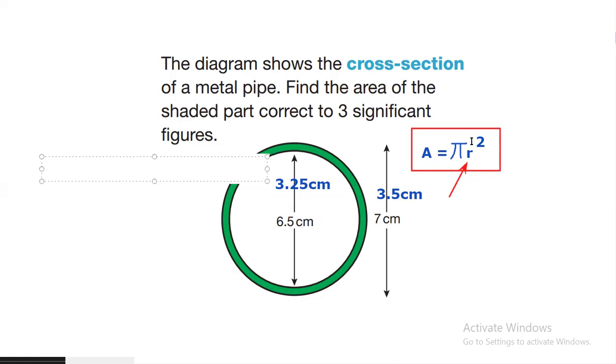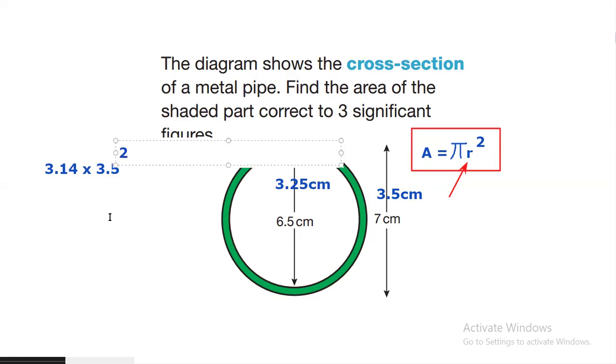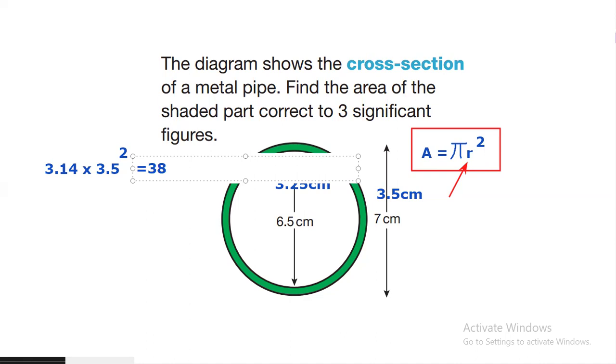So A equals pi r squared. Pi is 3.14 multiplied by r squared. The r here is 3.5 and it's squared. This is the area of the first circle. Now you calculate this with a calculator like this. So 3.14 times 3.5 squared. And the answer is 38.465 centimeters squared. And this is the area of the big circle, okay?